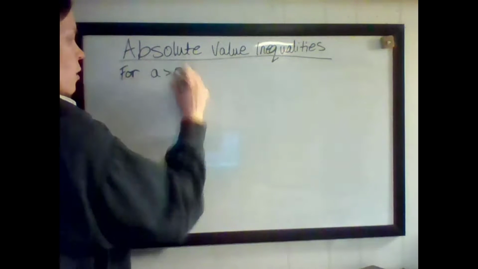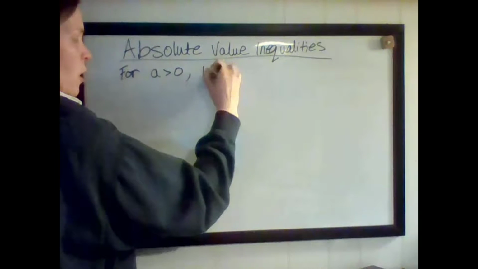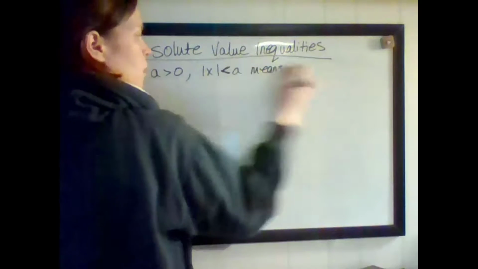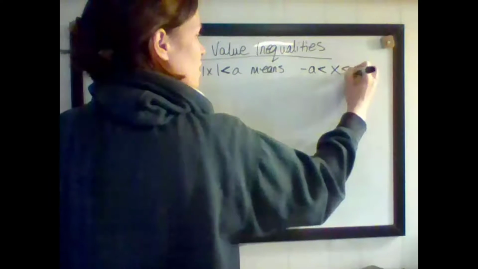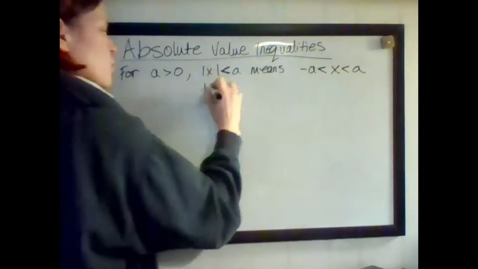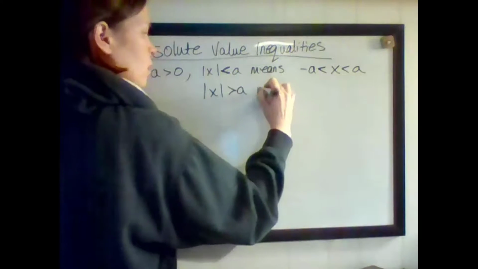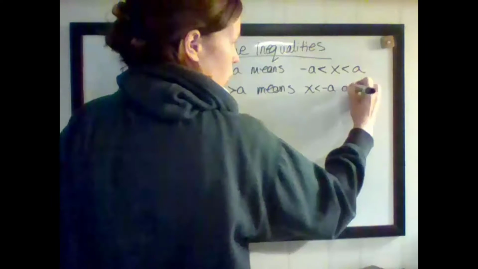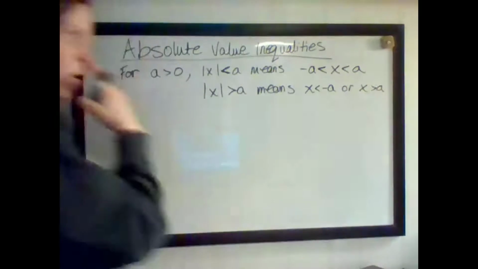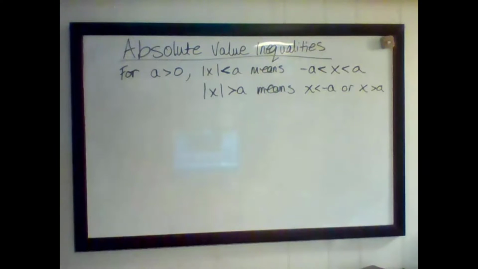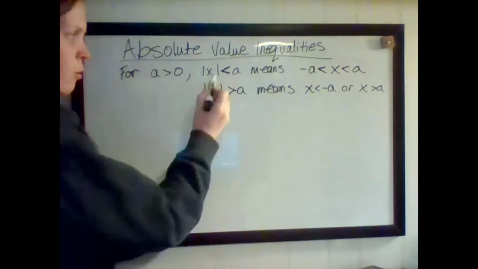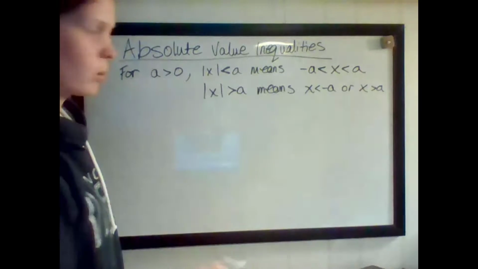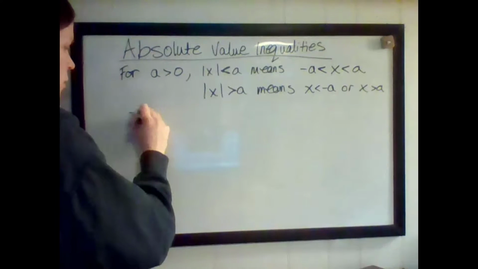For a greater than 0, absolute value of x is less than a means negative a is less than x is less than a. And then absolute value of x is greater than a means x is less than negative a or x is greater than a. And we'll do some more for what if it's not greater than 0. One thing I'll note though is less than works the same as less than or equal to, greater than same as greater than or equal to. I just don't have the or equal tos on these ones.